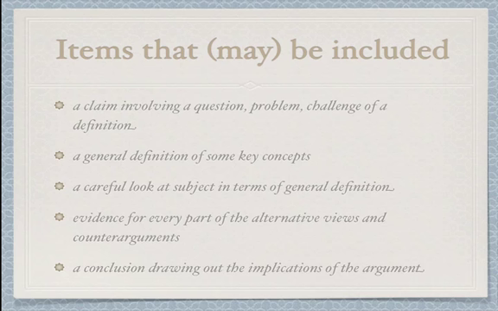Evidence for every part of the alternative views and counter-arguments. So what does your counter-argument say? What are stereotypes that are disproved? What would the opposition have to say there? And taking that, not just stating it, but taking it into consideration in order to refute it or argue against it. And a conclusion that draws out the implications of the argument, so the bigger picture here. When you get to the conclusion, you're moving your argument out into the rest of the world. So what does that mean?